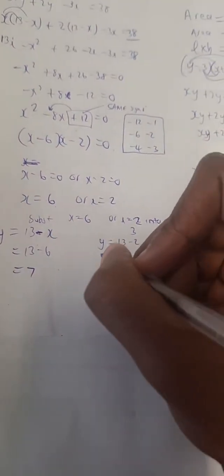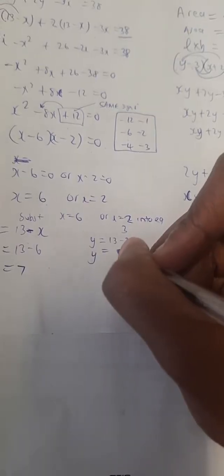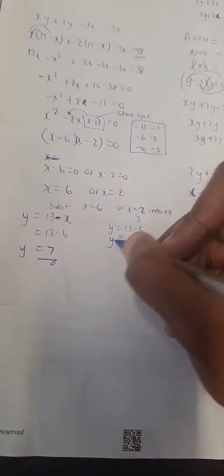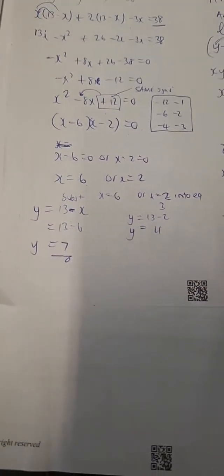And I go and substitute the 4. So I get these values. Y is equal to 7. Y is equal to 11.